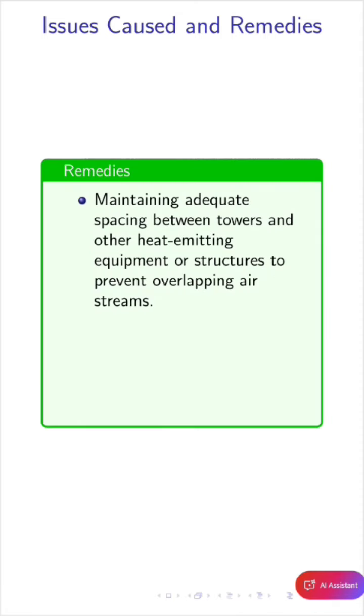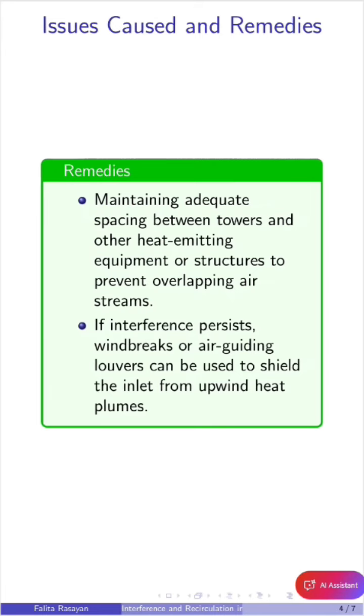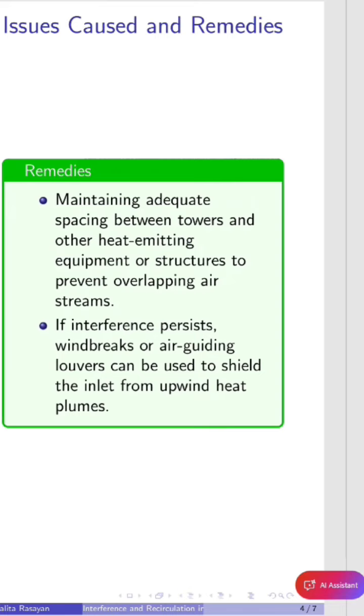What are the remedies? How to remedy the issues? We have to maintain adequate spacing between towers and other heat-emitting equipment or structures to prevent overlapping airstreams. We have to use windbreakers or air guiding louvers if interference persists, so that the inlet is protected from upwind heat plumes.